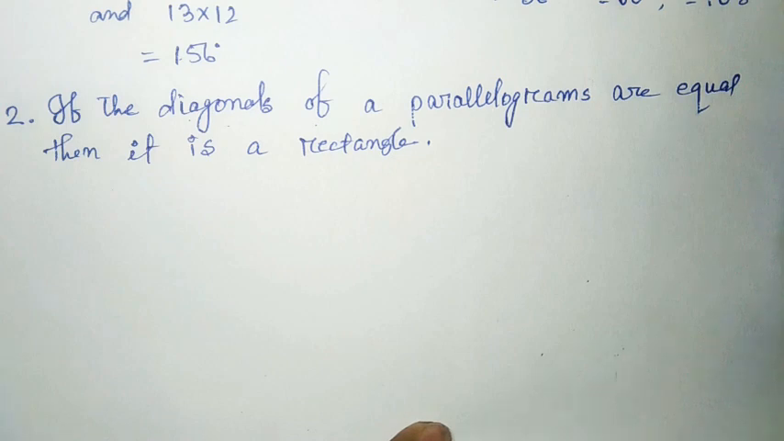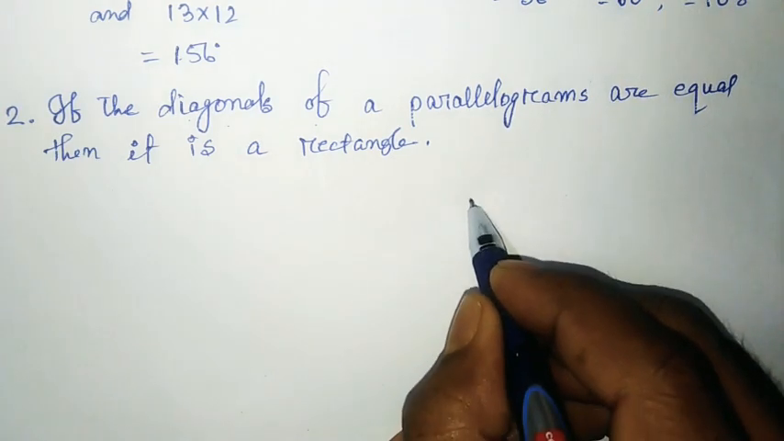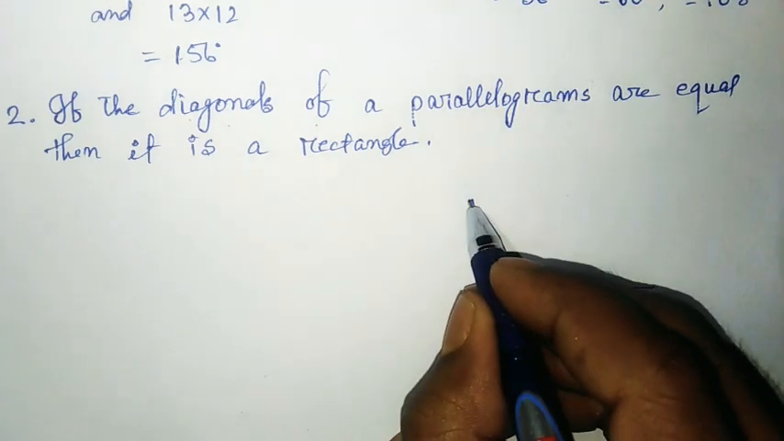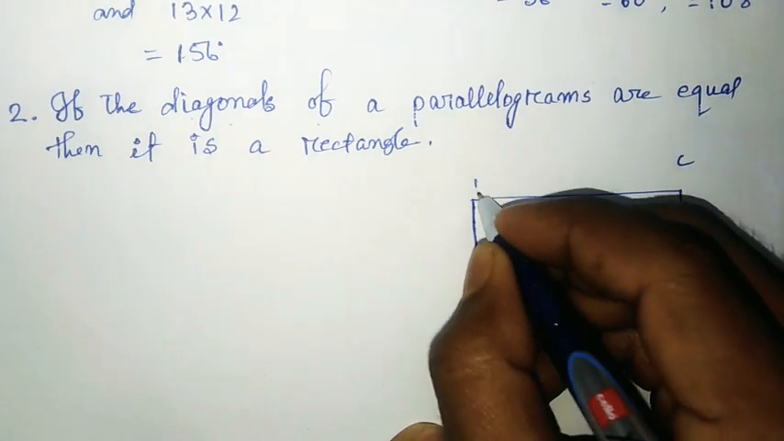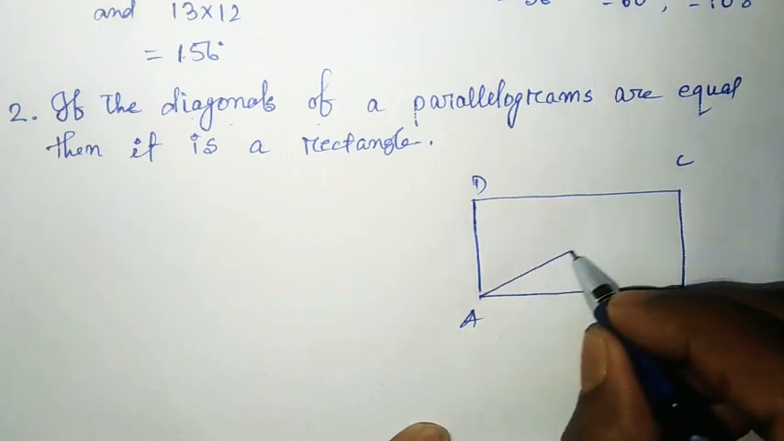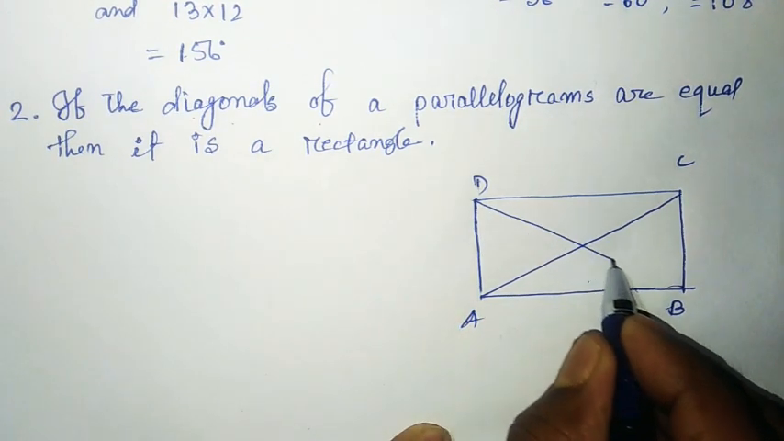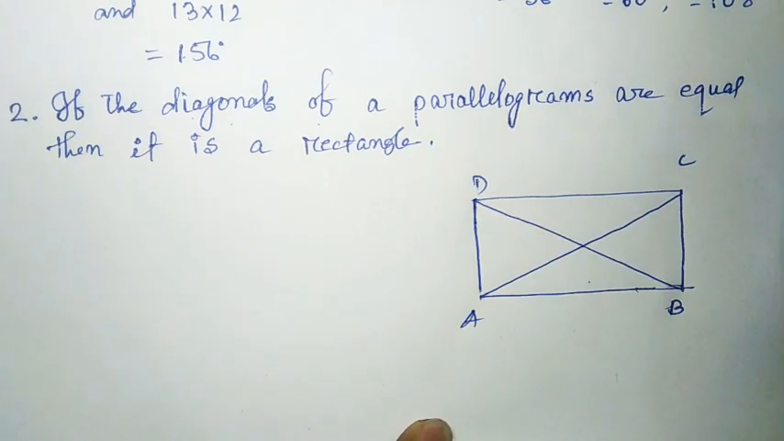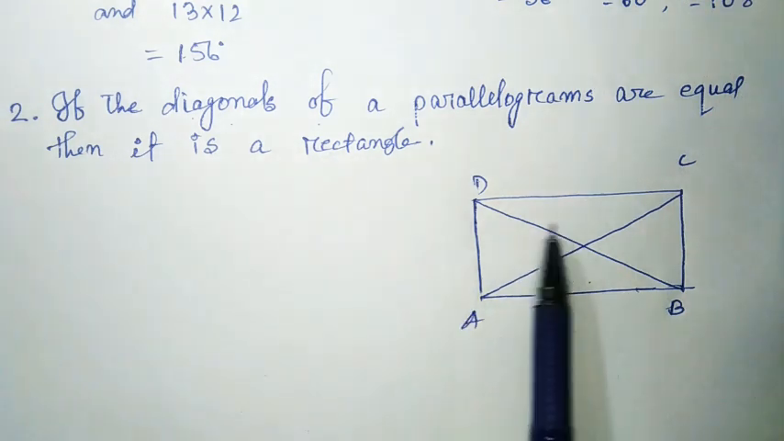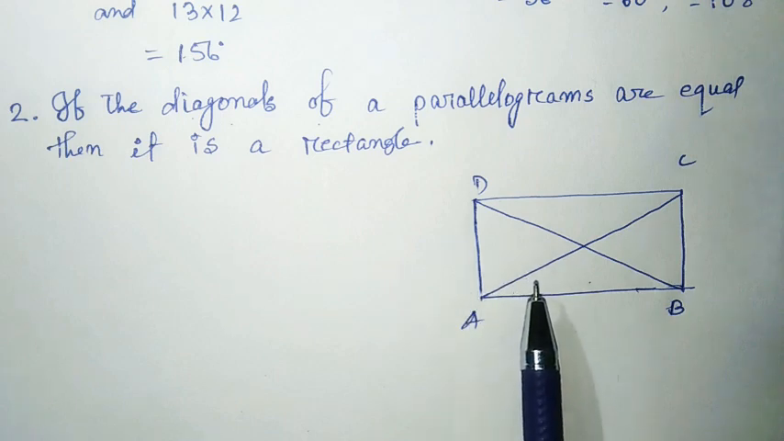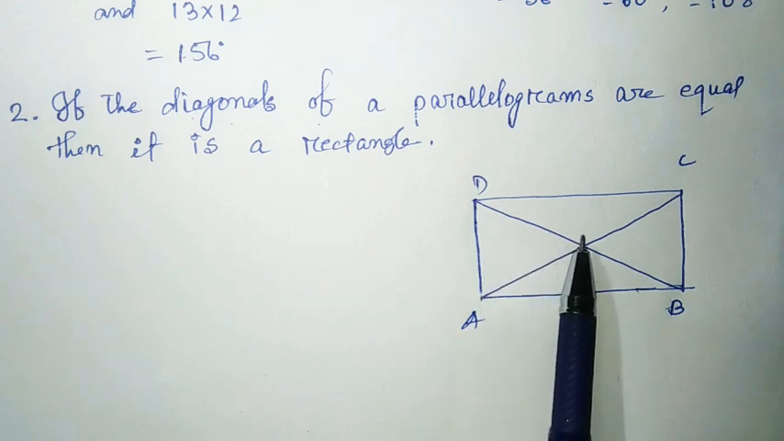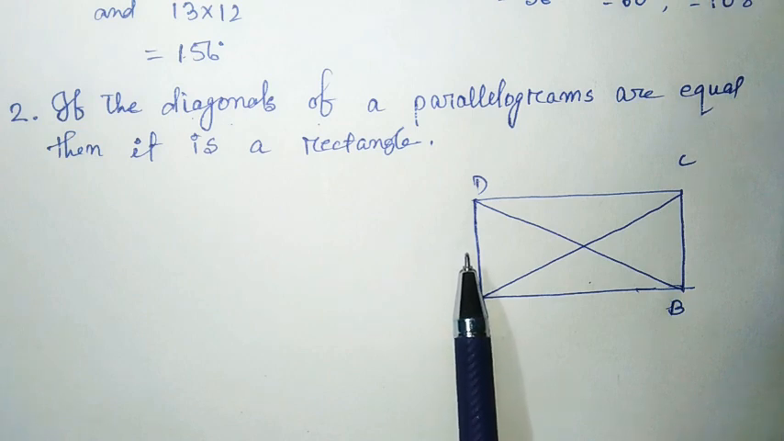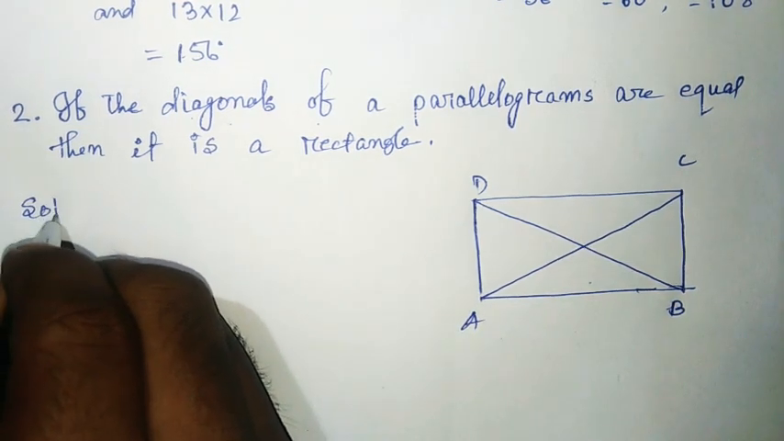So first of all we will take a parallelogram here. Suppose this one is a parallelogram, ABCD is a parallelogram. Here the diagonals will be AC and BD. This AC and BD are equal. We have to prove that it is a rectangle. We know in a rectangle diagonals become equal. So here diagonals are given equal, and we have to prove it is a rectangle. So how will we proceed? See the solution.